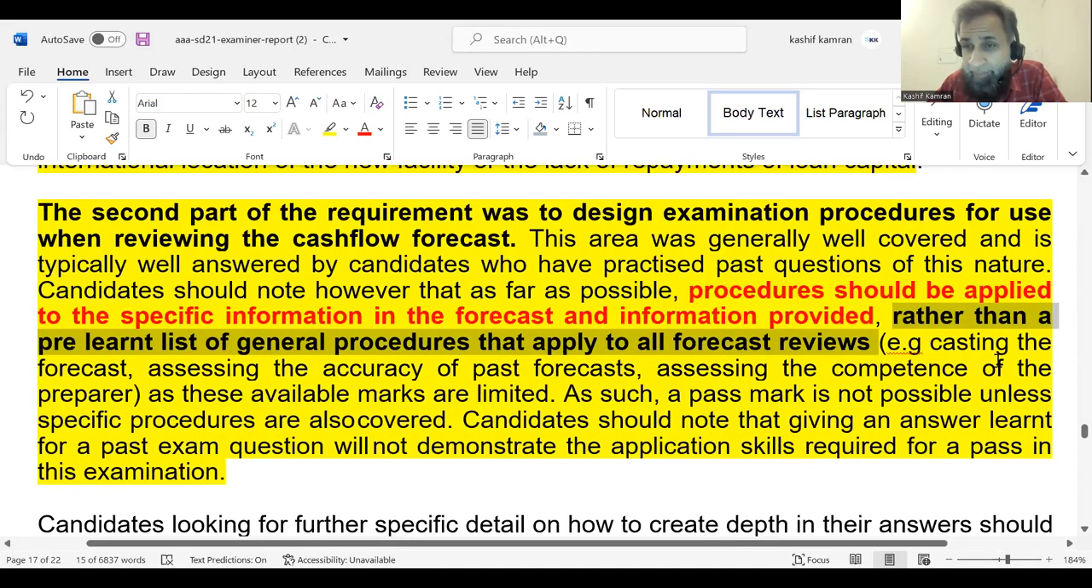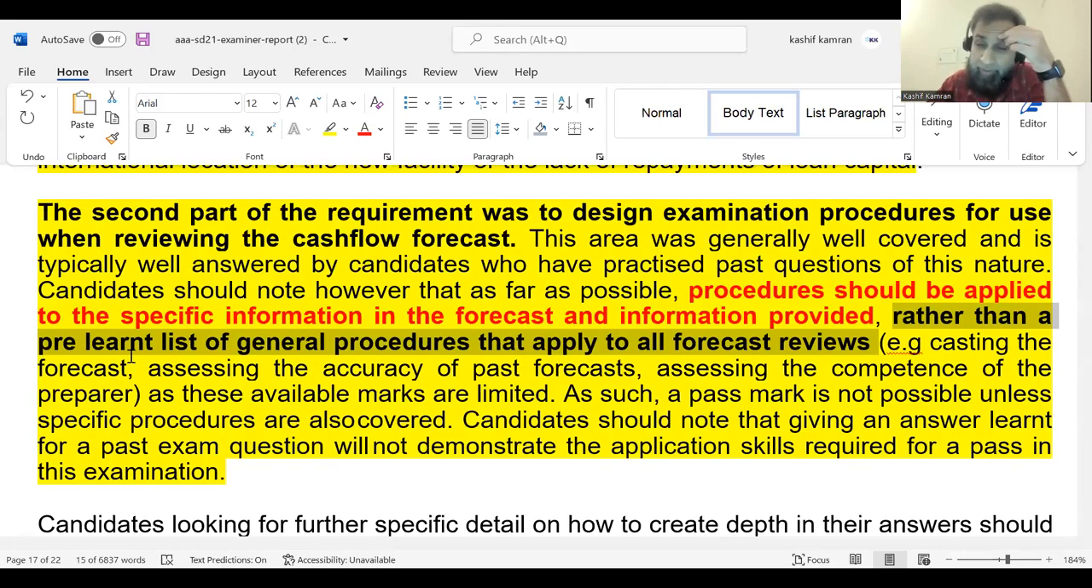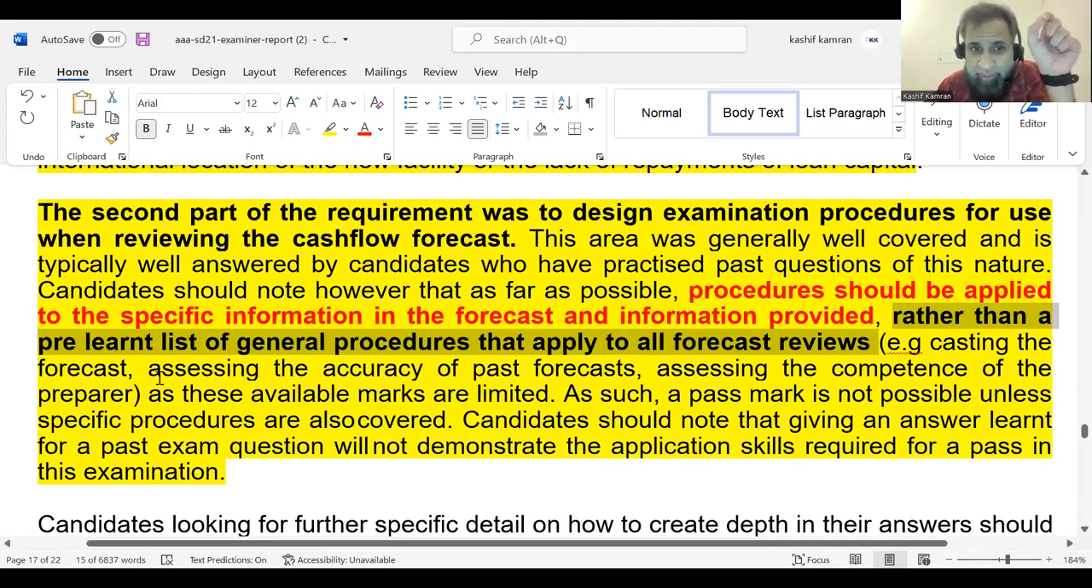Example, he's giving an example of pre-learned material. Example, casting the forecast. The examiner is using it. But the examiner is saying the student learns this list and writes it at maximum. Can you write cast the forecast? Yes. But in a list of 9, it should be a maximum of 2. Cast the forecast, assess the accuracy of the past forecast, assess the competence of the preparer.